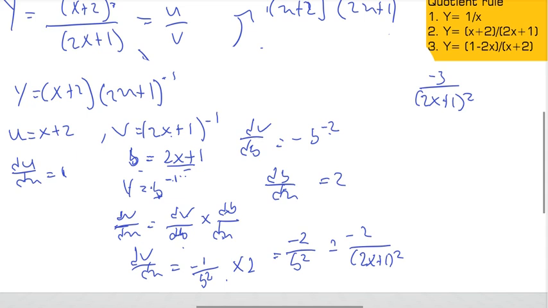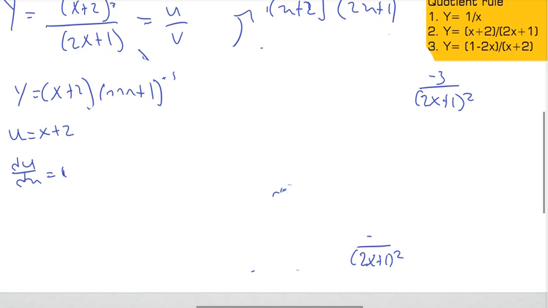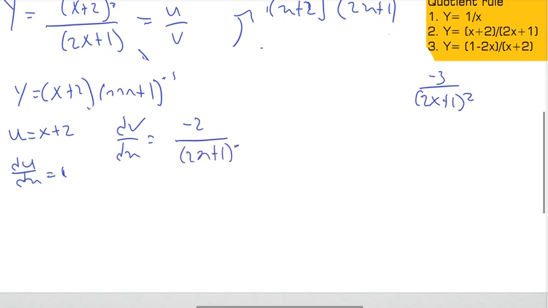So now let us apply our product rule formula, and then we can solve. So I'm just going to clean this and write only this: minus 2 over 2x plus 1 raised to the power 2. So we're having dv over dx equal to minus 2 over 2x plus 1 raised to the power 2.